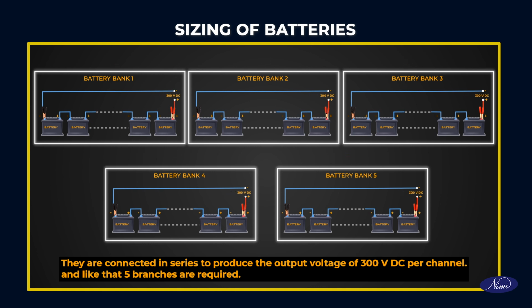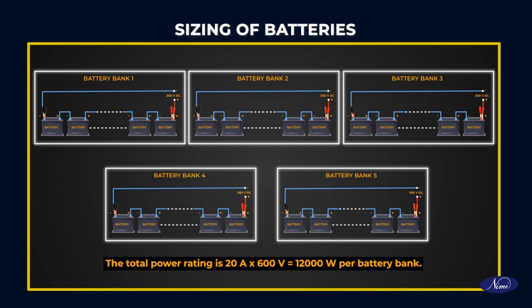branches are required. The total power rating is 20 amperes multiplied by 600 volts, which is equal to 12,000 watts per battery bank. For 2 battery banks, the power rating is 2 multiplied by 12,000 watts, which is equal to 24,000 watts. To get 20 kilowatt power, so for 100 kilowatt capacity, like that 5 banks are required. For 100 kilowatt SPV, 10 multiplied by 5 into 2 battery banks are required.